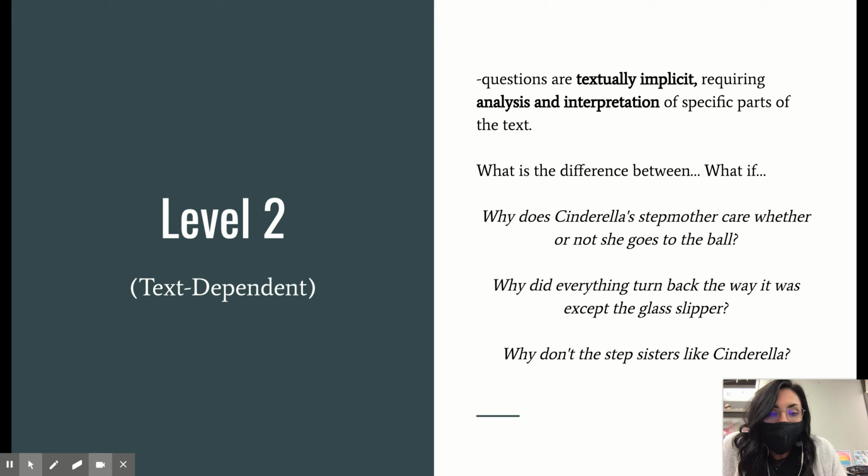Next question: why does everything turn back to the way it was except for the glass slipper? I don't know, but I could look at the text and come up with a couple of different reasons. The third one: why don't the stepsisters like Cinderella? Again, I could say that they're jealous of her, or I could get into the feelings of it, and they could wish that they had her life. You can come up with answers that come from the text, but that require you to analyze the text and talk about why it matters. Level 2 questions are my favorite because they require both the text and analysis.